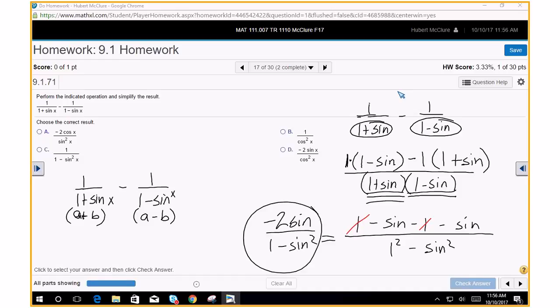Now which one is that? Well, what's 1 minus sine squared? Cosine squared. So I believe it would be D. Y'all check it.